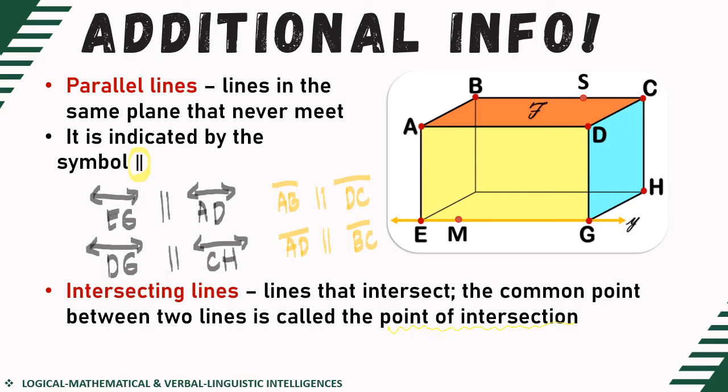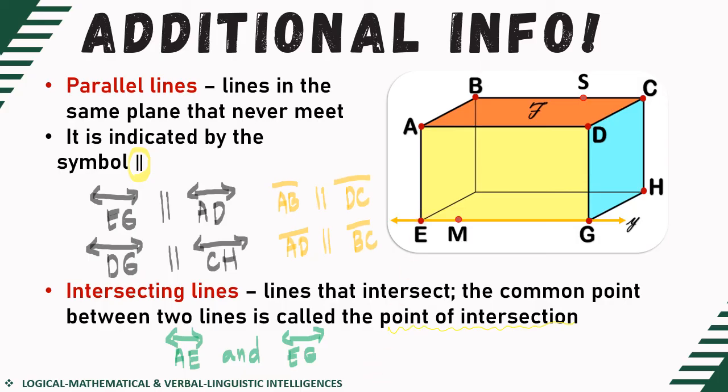Going back, let's proceed with an example. Here in our illustration, we don't have a symbol for intersecting lines, but if you are asked to give an example of intersecting lines, you just simply write line AE and line EG. Looking at the figure here, AE and EG intersect at E. So the common point or the point of intersection is point E.